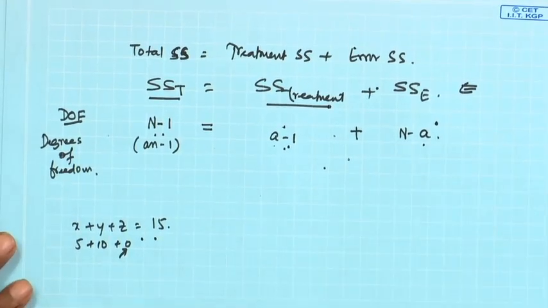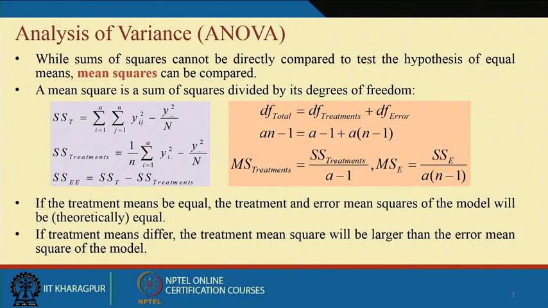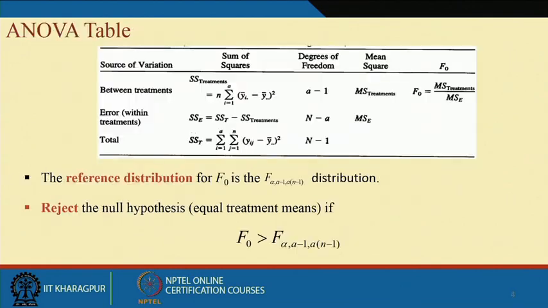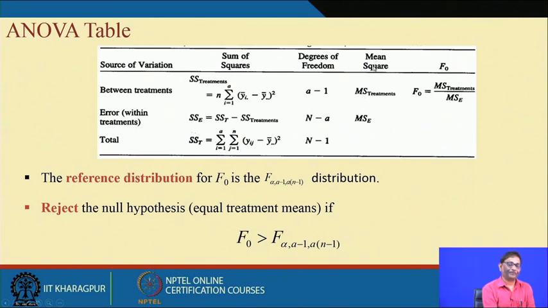Now, I will show you the ANOVA table. Come to this slide. So, SS treatment, SS error by subtraction and SS total by this formula, with n minus 1, a minus 1, n minus a degrees of freedom. So, you calculate another quantity besides the sum of squares, which is known as mean square. What is this mean square? Mean square is the sum of squares divided by degrees of freedom.